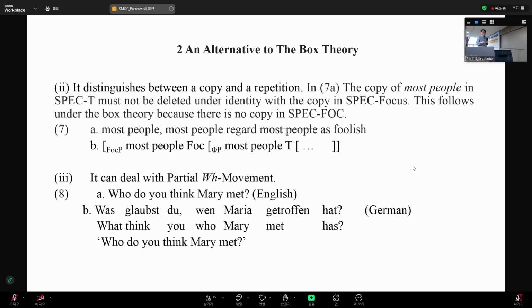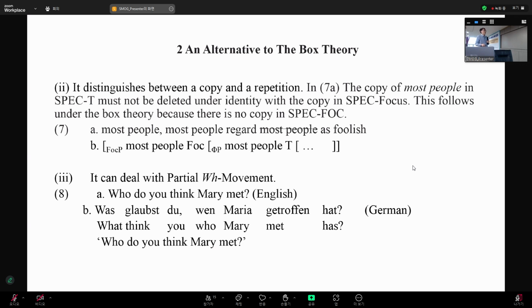Another advantage is that we can make a distinction between a copy and repetition. So most people got foolish in here. There's a copy of most people in spec focus, and another copy of most people in spec T. What we do not want to say is that the copy in spec T is deleted on the identity with the copy in spec focus. So this is not what we want. According to box theory, in fact, most people in here is not visible, so we don't have to worry about the case. And we can also deal with partial movement.